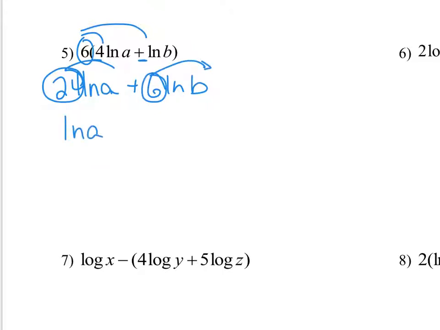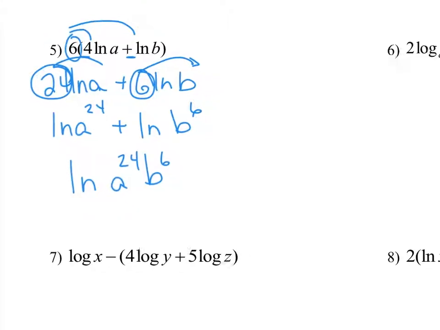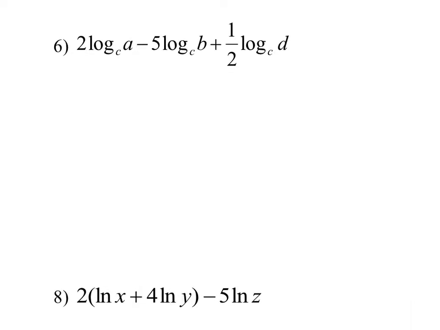So it's the ln of A to the 24th plus the ln of B to the 6th, and now it's addition, so we just multiply them together and put them together. So that might be an alternative, a way you like a little better. If there is an exponent or a number out in front, you can distribute it in first, and then it's up to you. Doesn't matter.